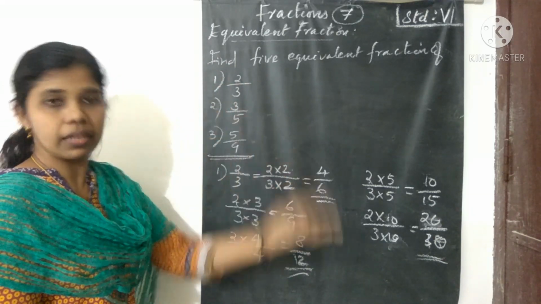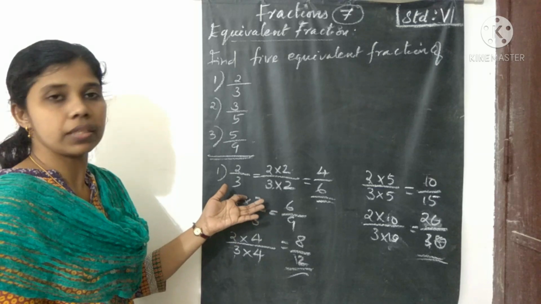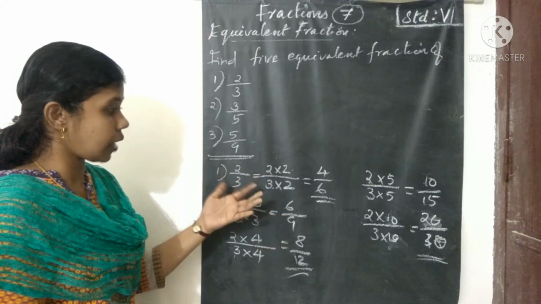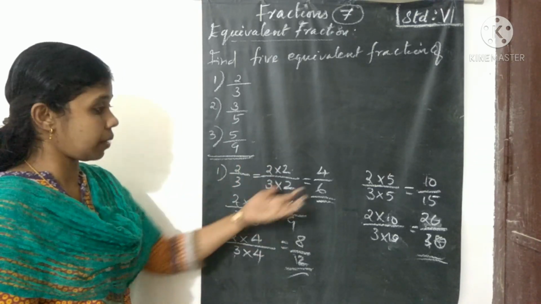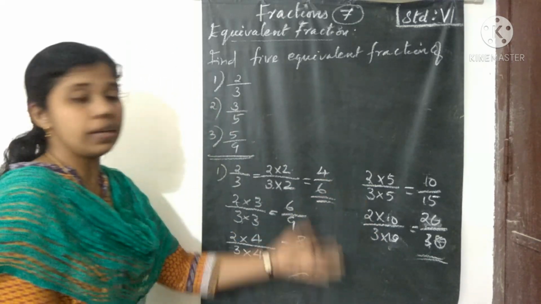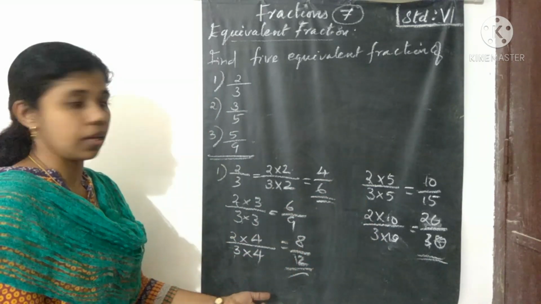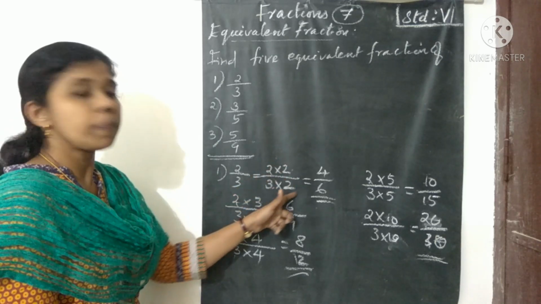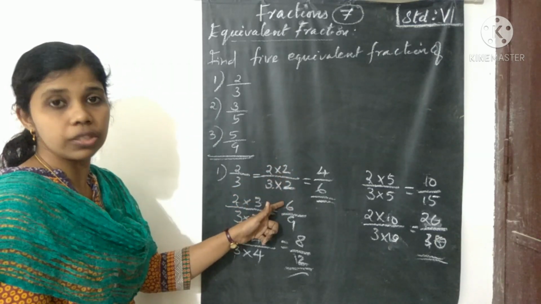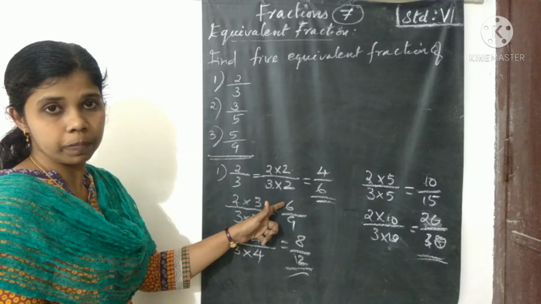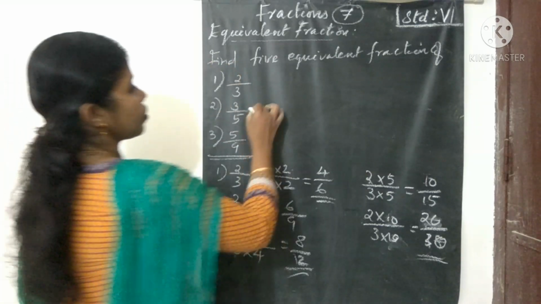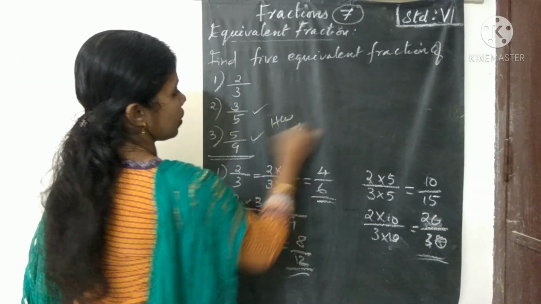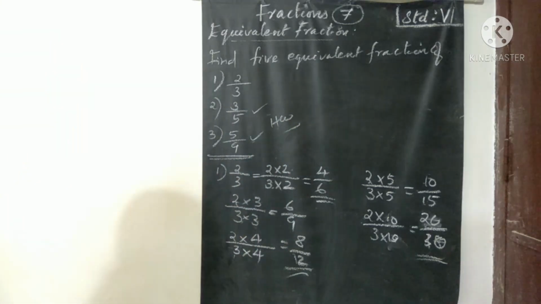Here the question is find 5 equivalent fractions. You have to find any equivalent fractions of 2 by 3, that means multiply with any number, here with 10, 20, 100, any number. That time you should remember, always multiply with the same number on the numerator and denominator. Okay, clear? Let's write these two questions. These two questions are the homework.